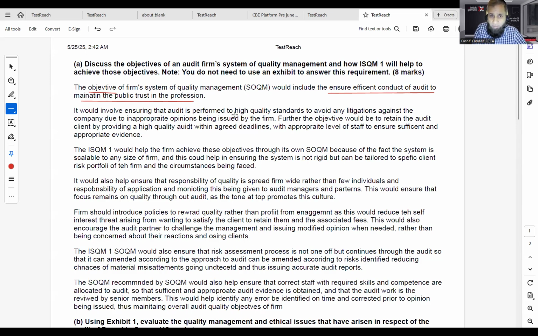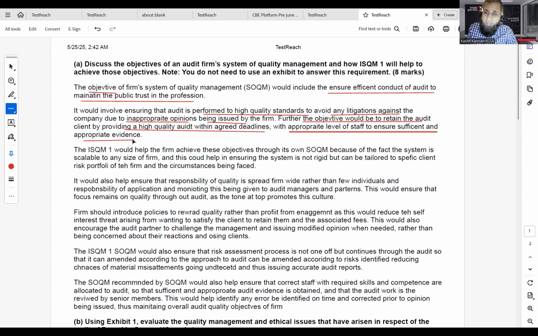Also involve ensuring audit is performed to high quality standards to avoid any litigations against the company due to inappropriate opinions being issued. Further, the objective would be to retain the audit client by providing a high quality audit within agreed deadlines with an appropriate level of staff to ensure sufficient appropriate audit evidence. Wonderful, right? Now, this is one of the student answers which I found really effective on objectives. In the first two paragraphs, the student wrote about objectives. That the objective is to ensure an efficient conduct of the audit to maintain public trust in our profession as auditors. And number two, it involves performing high quality audits to avoid litigation, and to give appropriate audit opinions and to perform high quality audits to retain the clients. Because retaining the clients is also an objective.